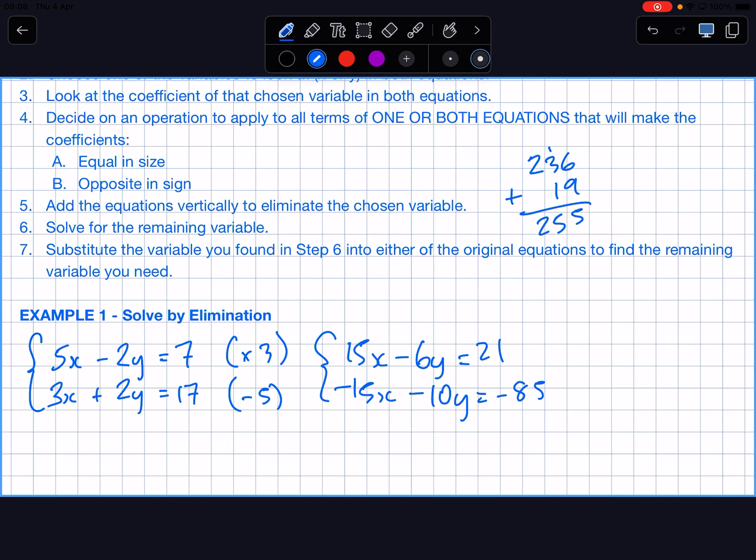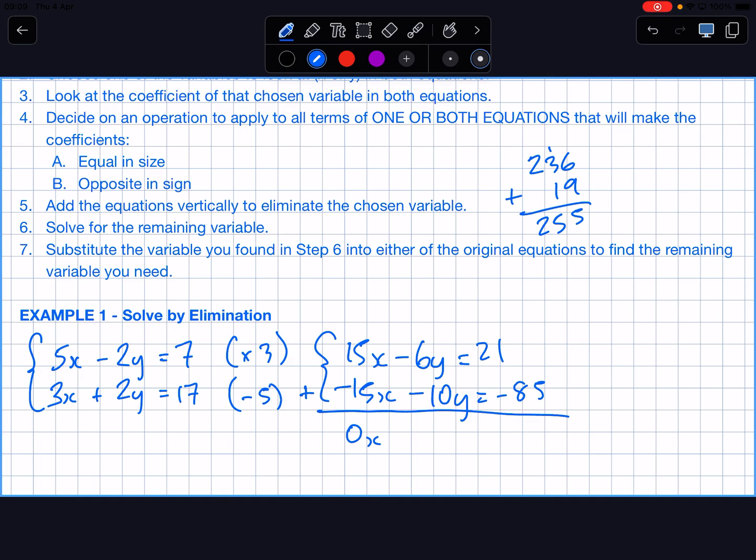Are the coefficients of x the same size but opposite sign now? Yep, so I can add vertically. So I put a line there and add. If I go 15x plus negative 15x, what do I have? If I've got 15 things and take 15 things, how many things do I have? Zero. 0x. Thank you.